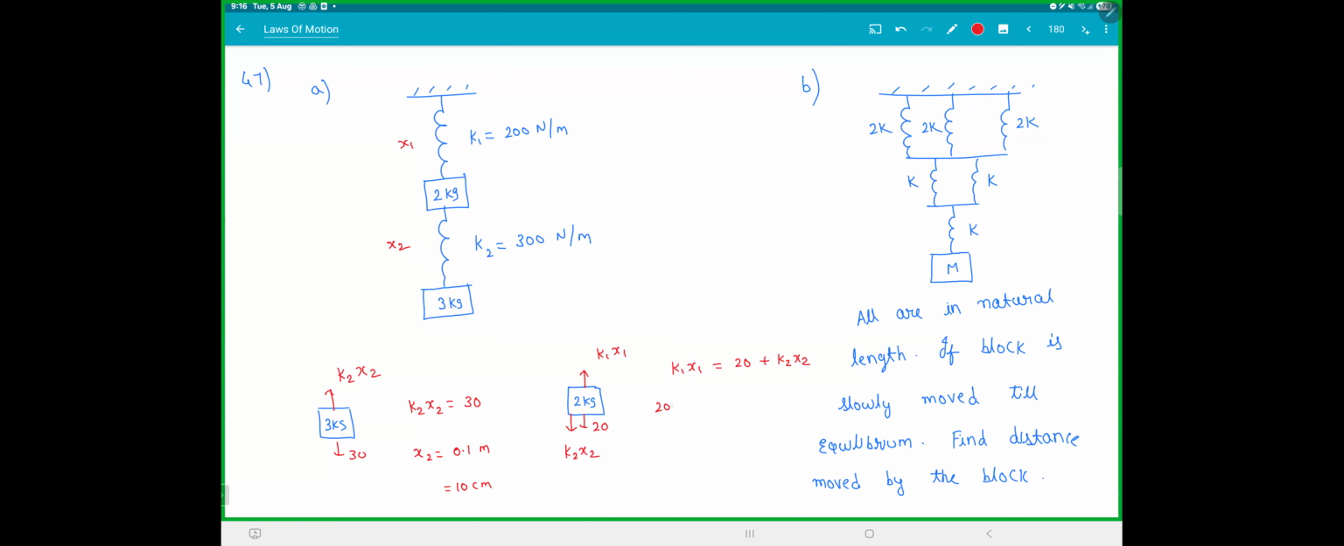This would be 200 into X1 is equal to 50. X1 is equal to 1/4 of a meter. Clear with this? What about the second one?